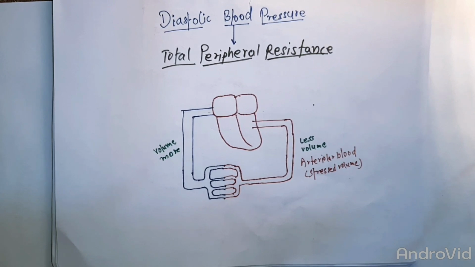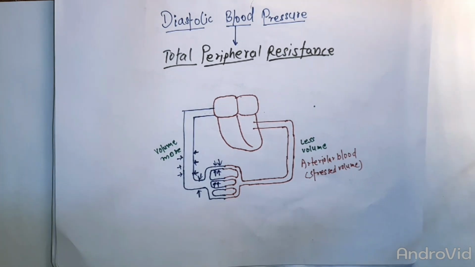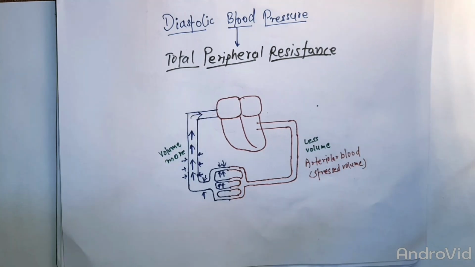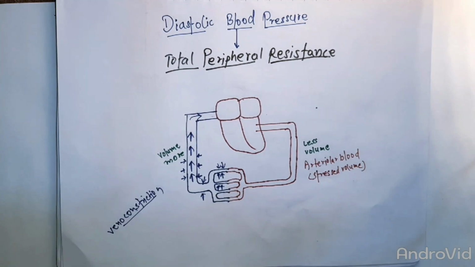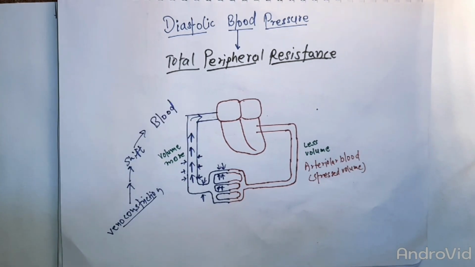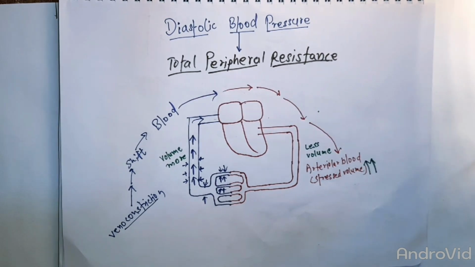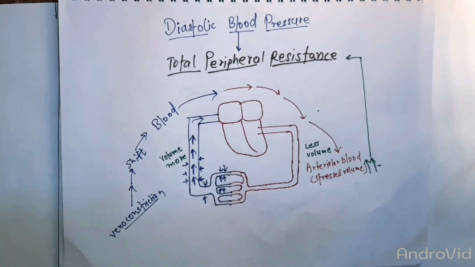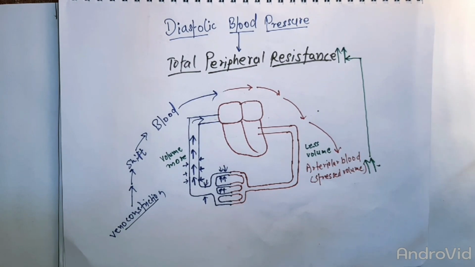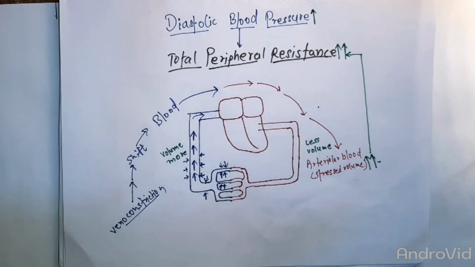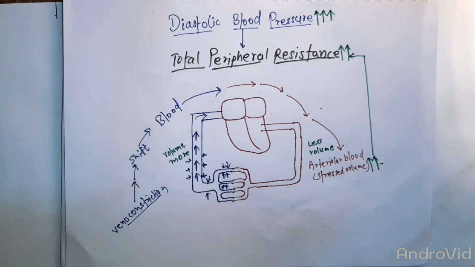Let's suppose we have given a drug which constricts the veins. Then what will happen? The blood volume in the veins will flow in this direction more rapidly. That is, venoconstriction will shift the blood volume of the veins into the arteriolar blood. So the stressed volume will be increased. Then it will lead to an increase in the total peripheral resistance. So the diastolic blood pressure will also be increased.